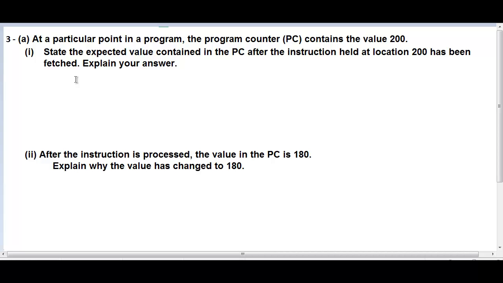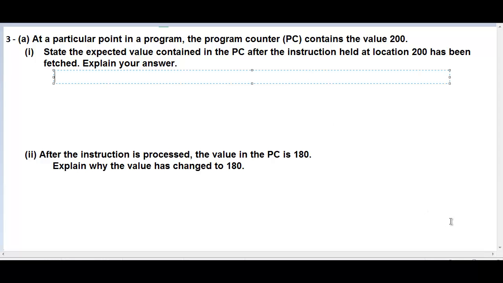At a particular point in a program, the program counter contains the value 200. State the expected value contained in the program counter after the instruction held at location 200 has been fetched. After the instruction at location 200 has been fetched, the program counter value should be 201, because you've just fetched an instruction and now the program counter should increment itself by 1 to point to the next instruction that is to be fetched.